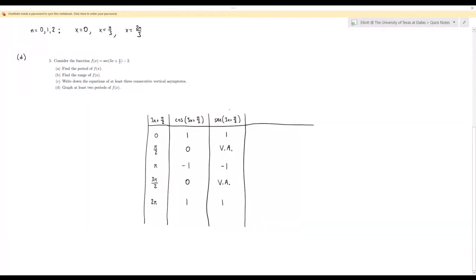All right. So then from here, I need to subtract 2 from this to get to our function.